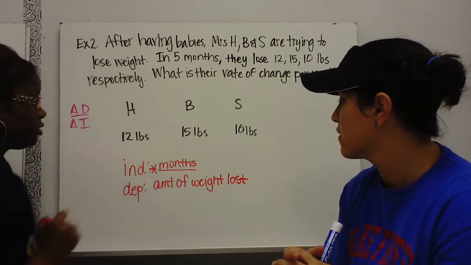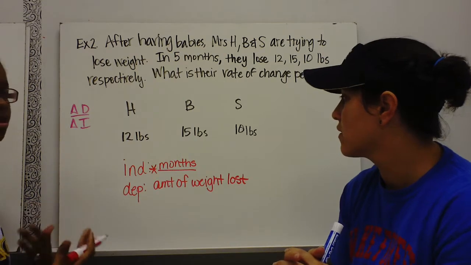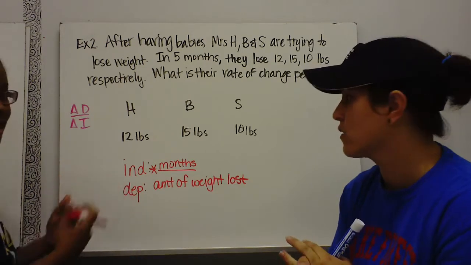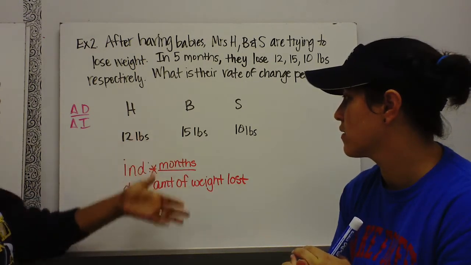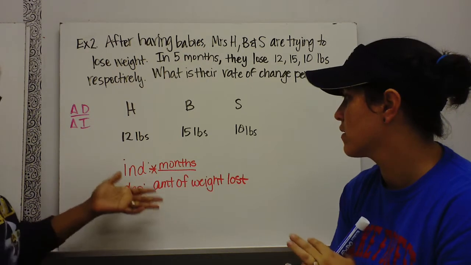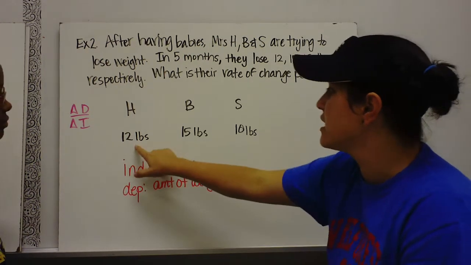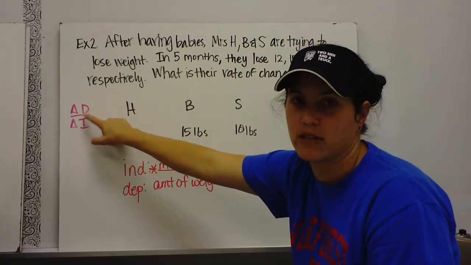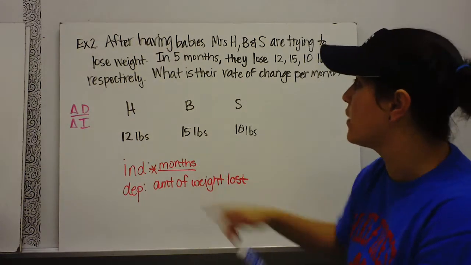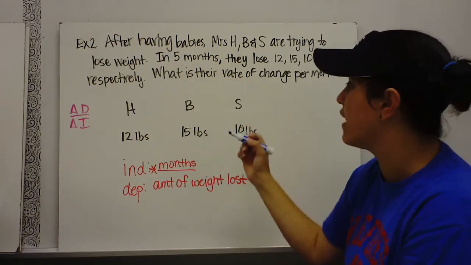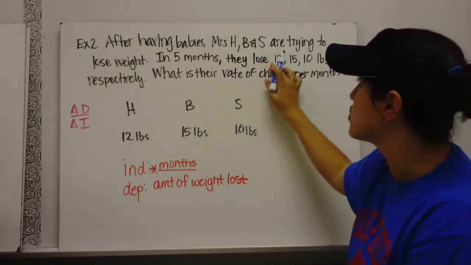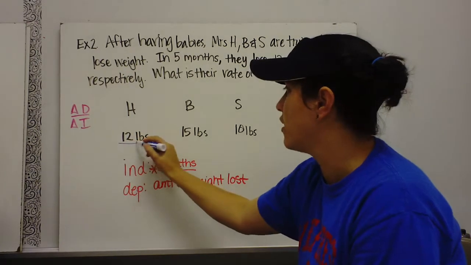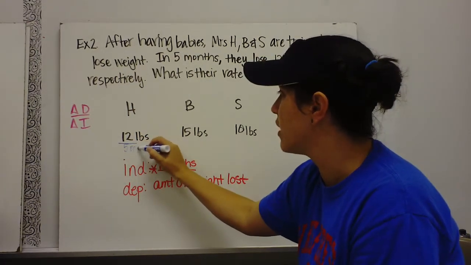Alright, and again, if you're struggling with independent, it's the thing that you can't change. Me and Miss Hantler and Miss Schuler have no control over the amount of time that passes by, but we will have a little control on how much weight we lose depending on what we do to work out. So to find Miss Hantler's rate of change, I would need to take dependent over independent, the change in dependent over the change in independent. So I know it's 5 months because I said in the problem 5 months. And I have lost 12 pounds. So my amount of weight is dependent, so 12 pounds over 5 months.